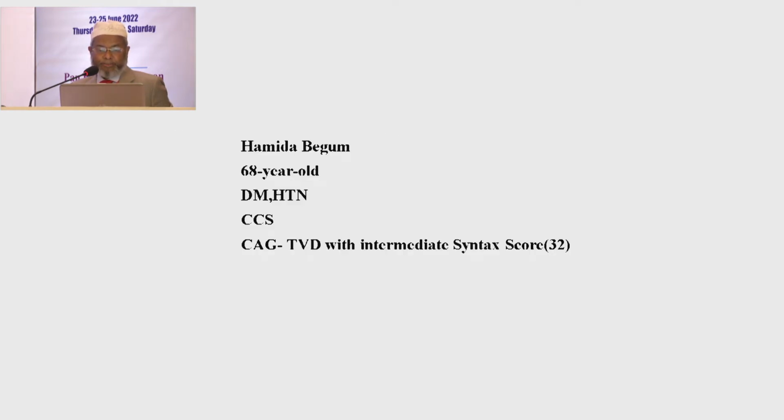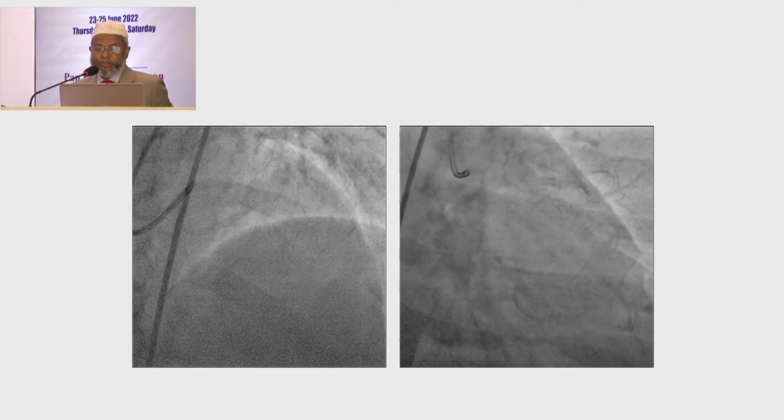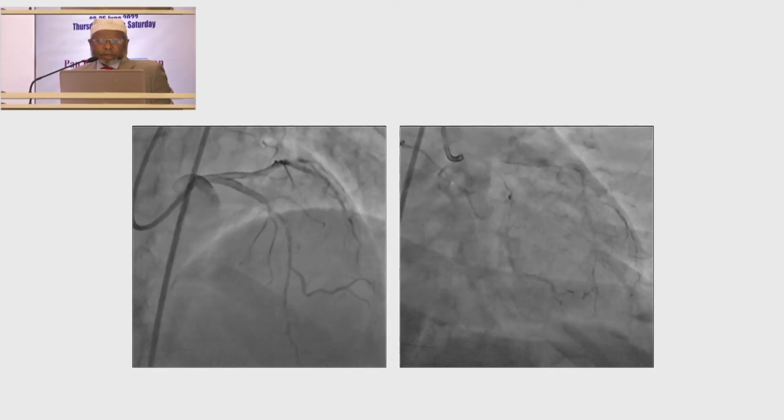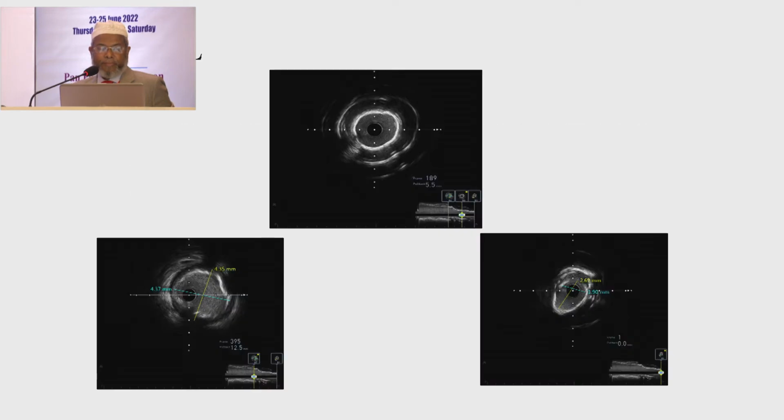And this is another patient, Hamida Begum, diabetic, hypertensive, with chronic coronary syndrome. The coronary angiogram shows triple vessel disease with an intermediate SYNTAX score. This is the coronary angiographic finding. On the left panel and upper right panel, you see there is 360-degree calcification.